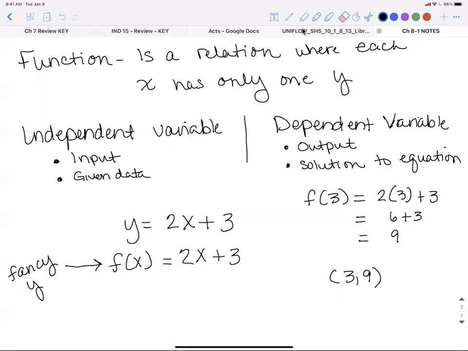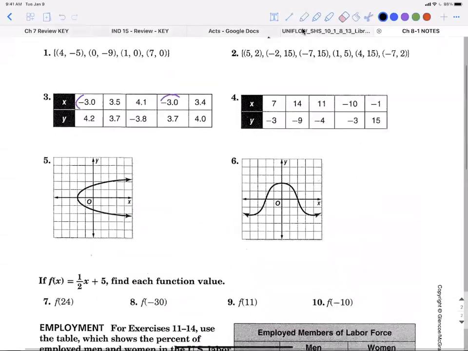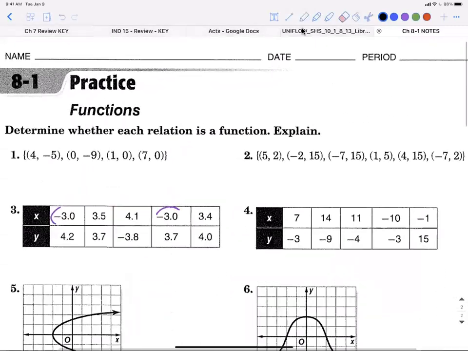And that's why the input is called the independent variable, because it's just data I'm giving you. And then when you run that through the machine, it spits out the output or the solution. Okay, make sense? That's just a little bit of foundation we're laying, and then we'll kind of build on that all through chapter 8.